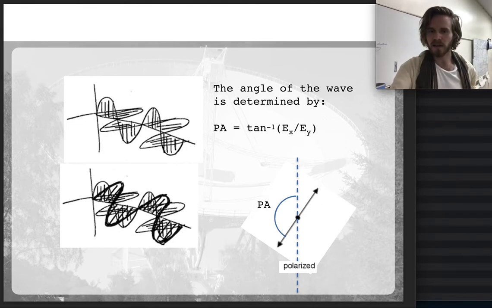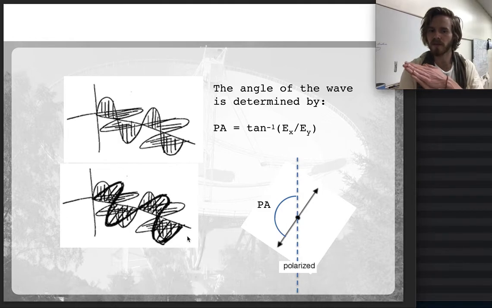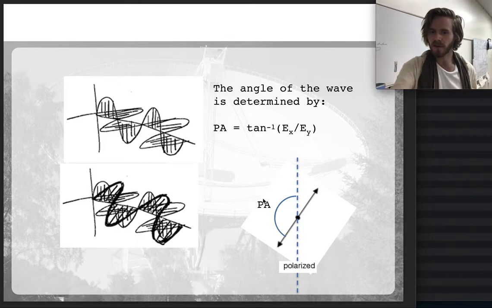And any kind of wave that you have then that is a combination of these, let's say you have a wave that is oscillating in a diagonal direction like this. You can work out what the components of that wave are, so how much that wave is oscillating in the vertical direction and how much it's oscillating in the horizontal direction. So you can decompose a wave into its y components and its x components. And the angle at which that wave is oscillating can be described or calculated in terms of its x and its y components. So you can calculate the position angle of this wave.